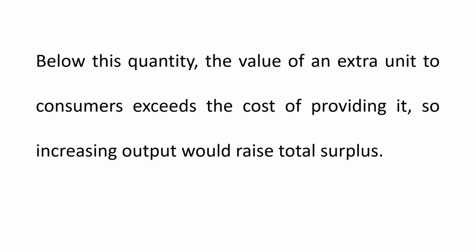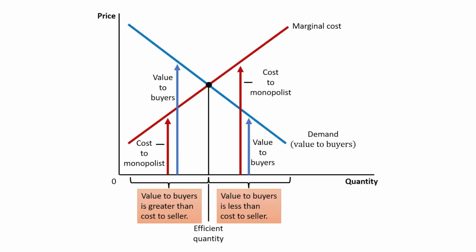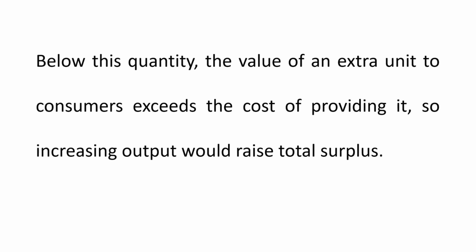Below this quantity, the value of an extra unit to consumer exceeds the cost of providing it. So increasing output would raise the total surplus. अगर हम ये देखें below this efficient quantity, if we see the value to the buyers exceeds the cost to the monopolist. Value to buyers is greater than the cost to seller. So in this situation, increasing the output would raise the total surplus.